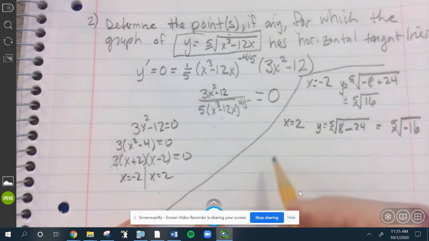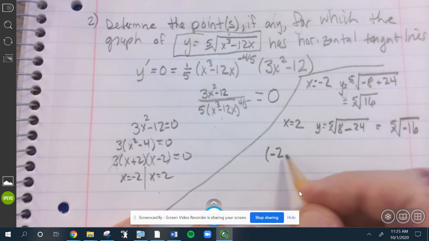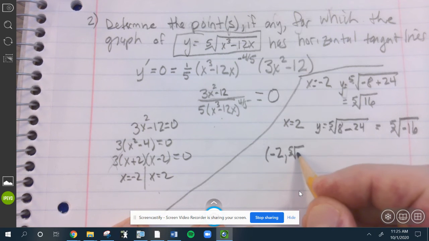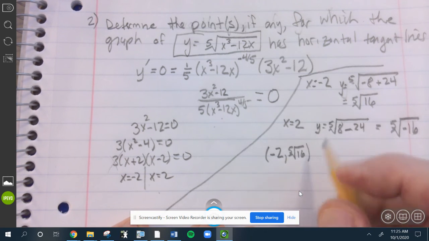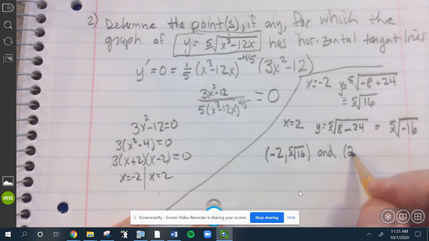So the final points would be negative 2, comma, fifth root of 16, and 2, comma, the fifth root of negative 16.